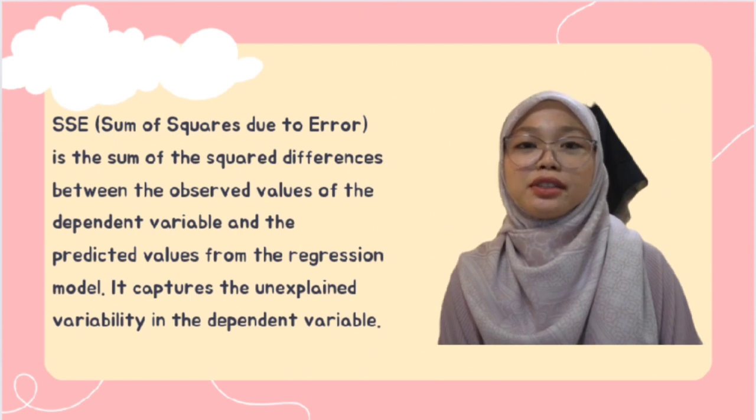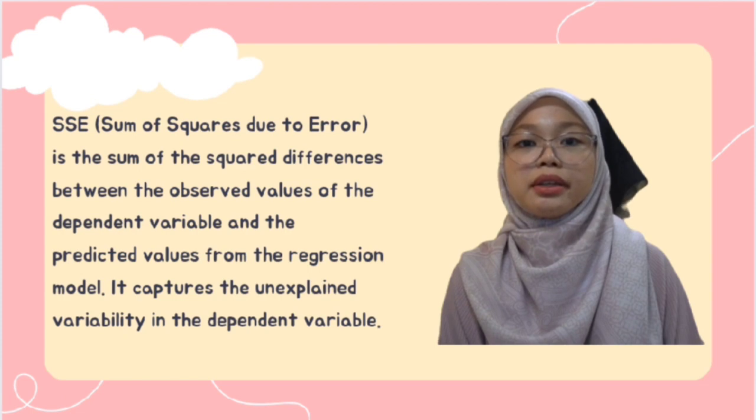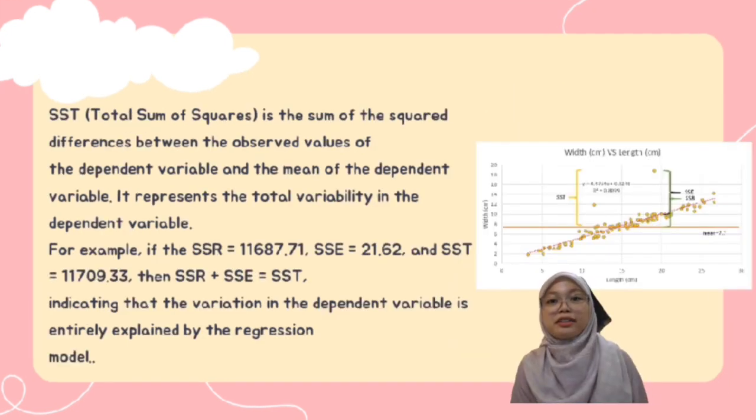SSE is the sum of the squared differences between the observed values of the dependent variable and the predicted values from the regression model. It captures the unexplained variability in the dependent variable. For example, if the SSR is equal to 11,687.71, SSE is 21.62, and SST is equal to 11,709.33, then SSR plus SSE is equal to SST, indicating that the variation in the dependent variable is entirely explained by the regression model.